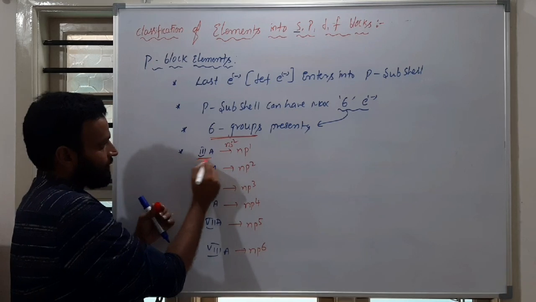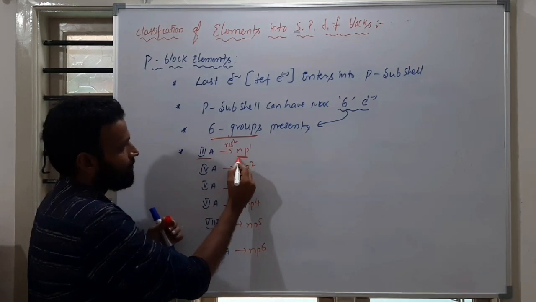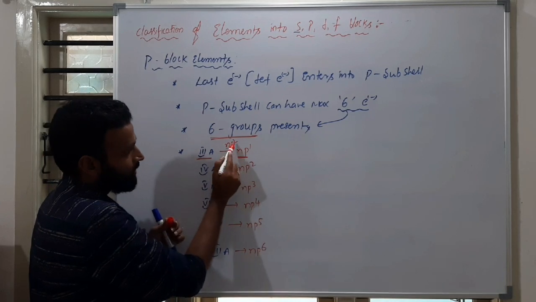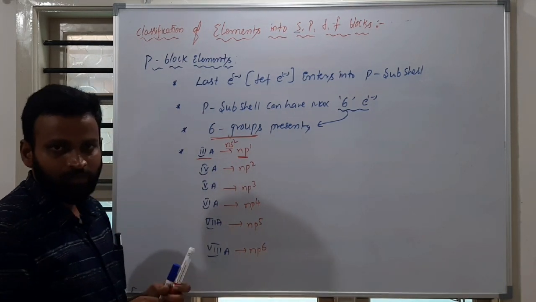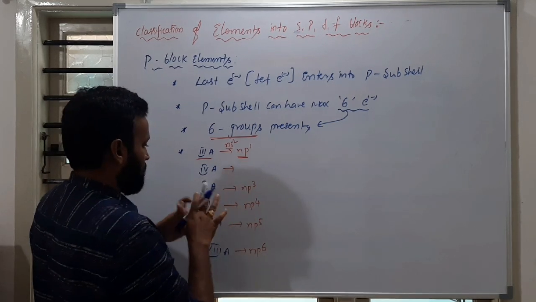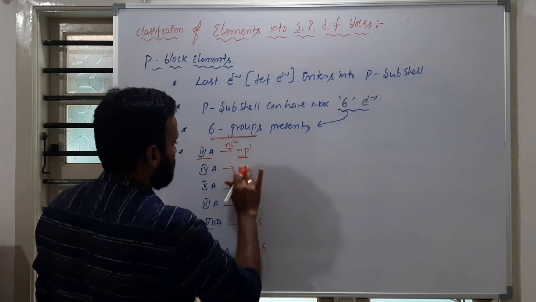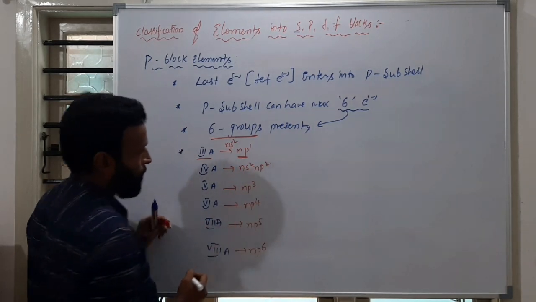What is the third A? Why that is called third A? Means valency shell consists of 3 electrons. You can count here 2 plus 1, total 3 electrons are present. 4th A means you can write here clearly if you want, you can write like this. 4th A group elements NS2 NP2.